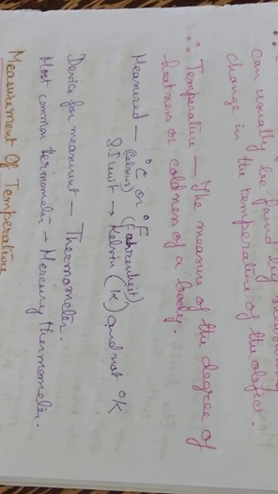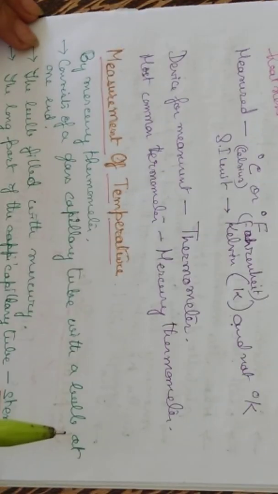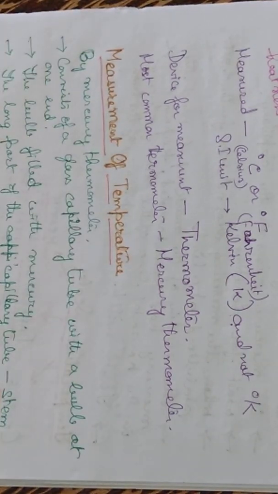That is measured in degree centigrade or degree Fahrenheit, or the SI unit is Kelvin. It is not written as degree K, but as capital K only. You can write in centigrade or Fahrenheit, but that is written as degree C or degree F. The device for measuring temperature is the thermometer. The most common thermometer is the mercury thermometer.